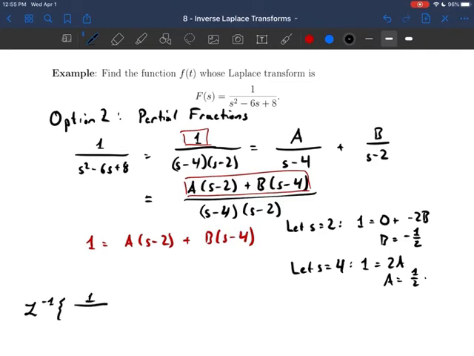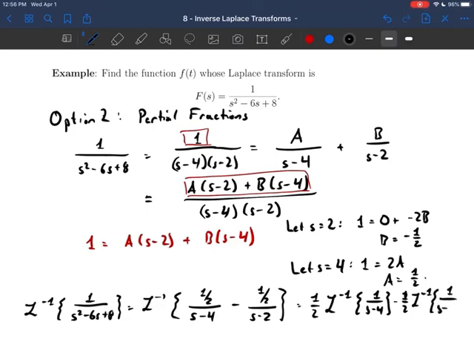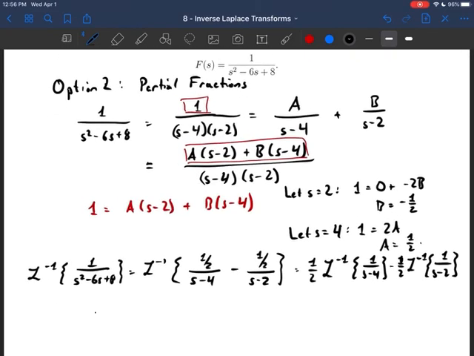So putting that all together, the inverse Laplace transform of 1 over s squared minus 6s plus 8 must be equal to the inverse Laplace transform of 1/2 over s minus 4 minus 1/2 over s minus 2. And by linearity, we get that this is equal to 1/2 times the inverse Laplace transform of 1 over s minus 4 minus 1/2 times the inverse Laplace transform of 1 over s minus 2. And we know what those are. That would be 1/2 e to the 4t minus 1/2 e to the 2t.